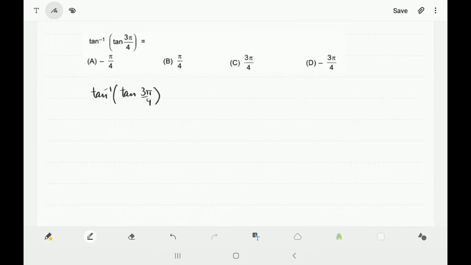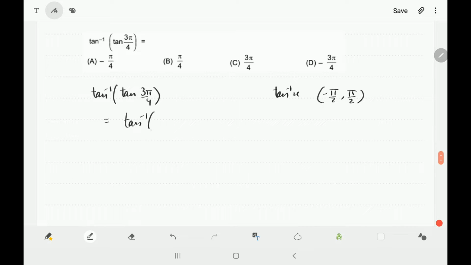In this problem, you have to find the value of tan inverse tan of 3 pi by 4. Now the answer cannot be 3 pi by 4, because the principal value branch of tan inverse is the open interval minus pi by 2 to pi by 2. Okay, so we have to simplify it.